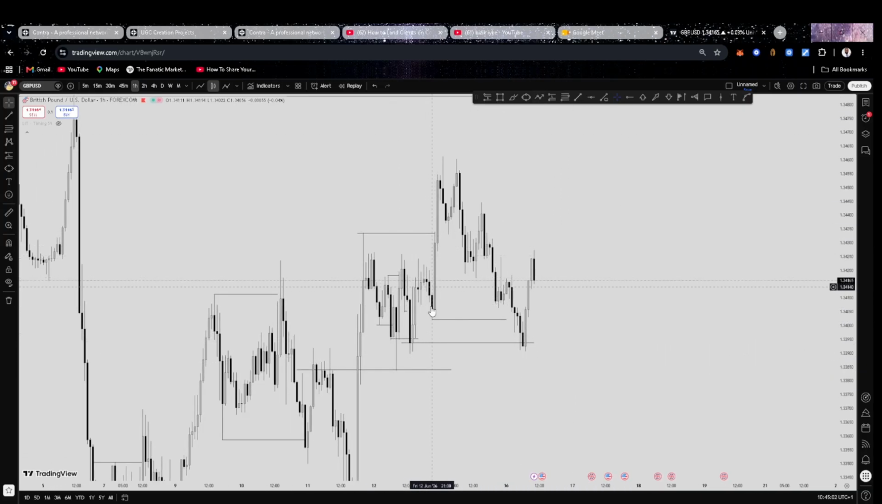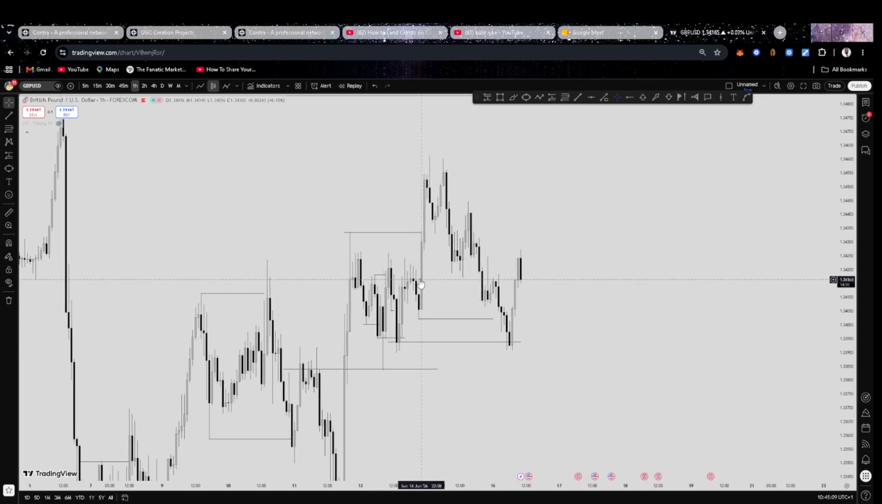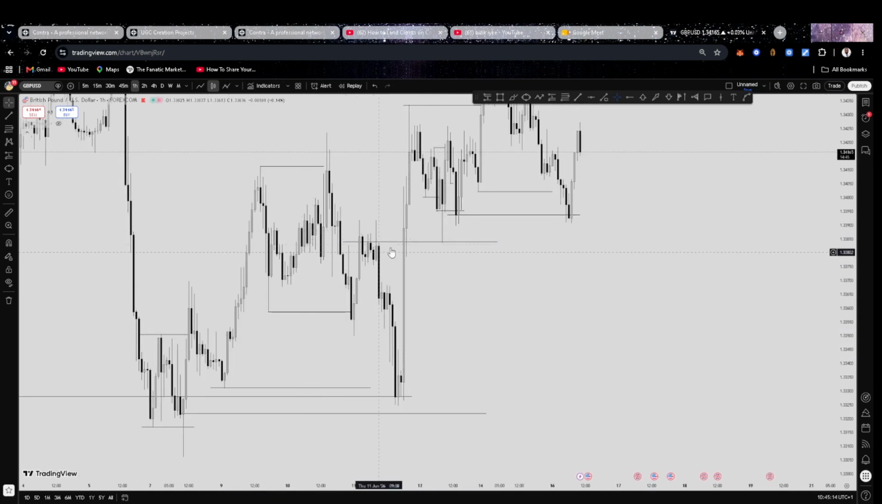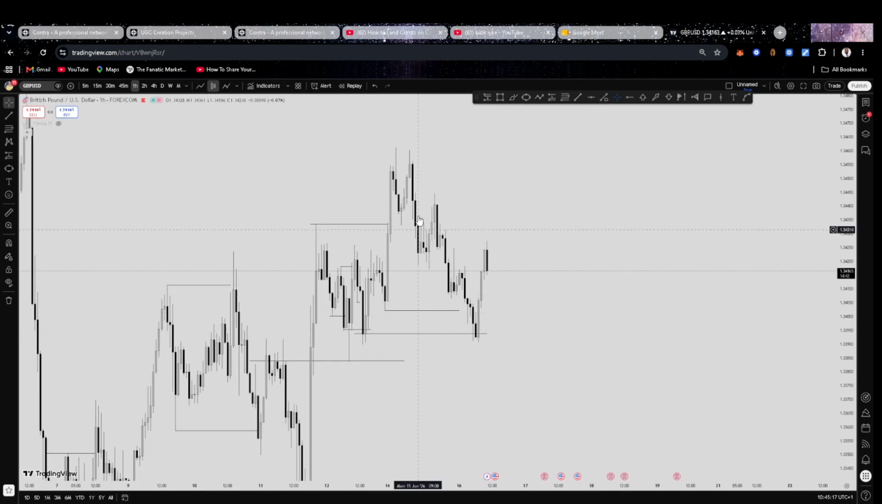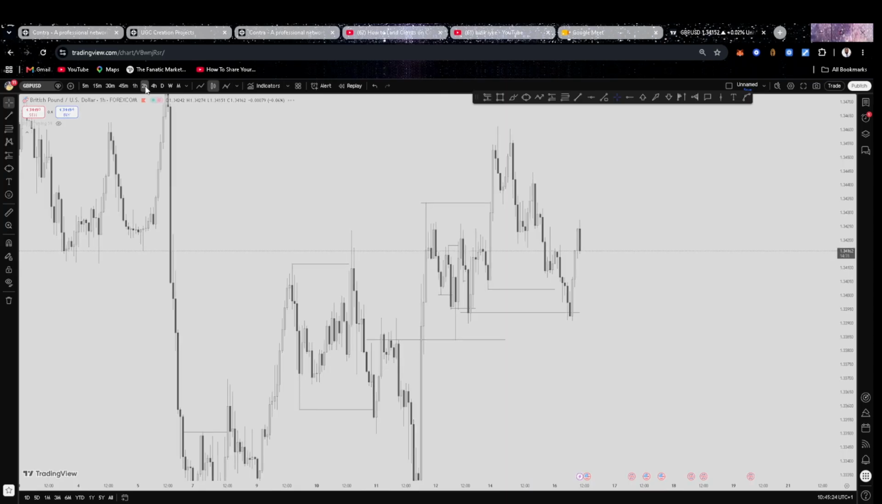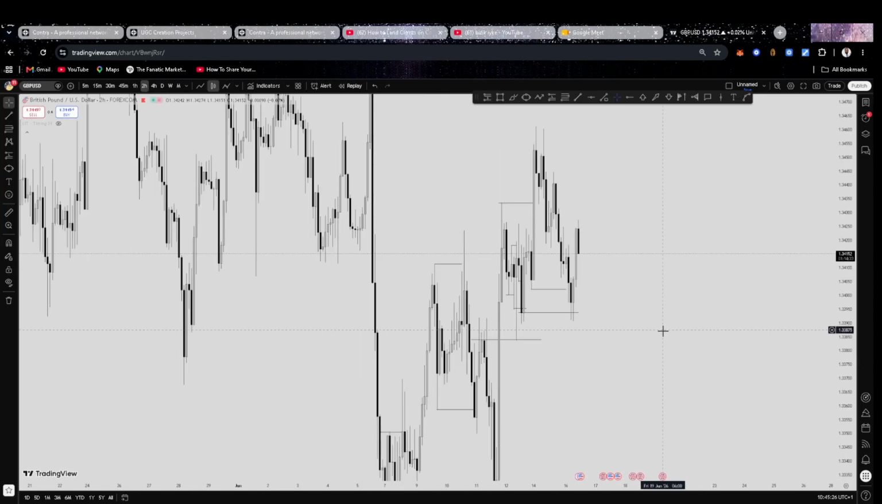This is a structure type 2 because price engineered internal liquidity before breaking structure. This is an example of structure type 2. This is structure type 1. This is structure type 3. This entry is structure type 3, and then the third one is structure type 2. You see, if you understand just these 3 structures, you are going to be good. You are going to be fine if you understand these structures combined with buyers.